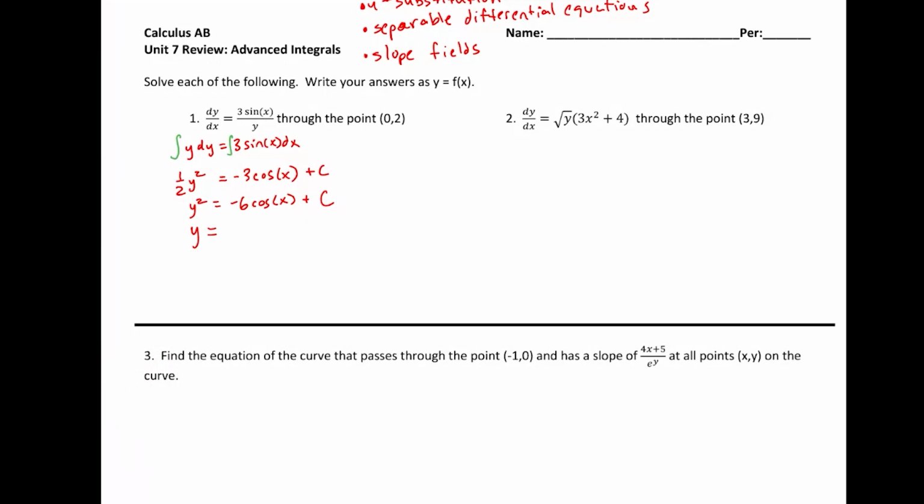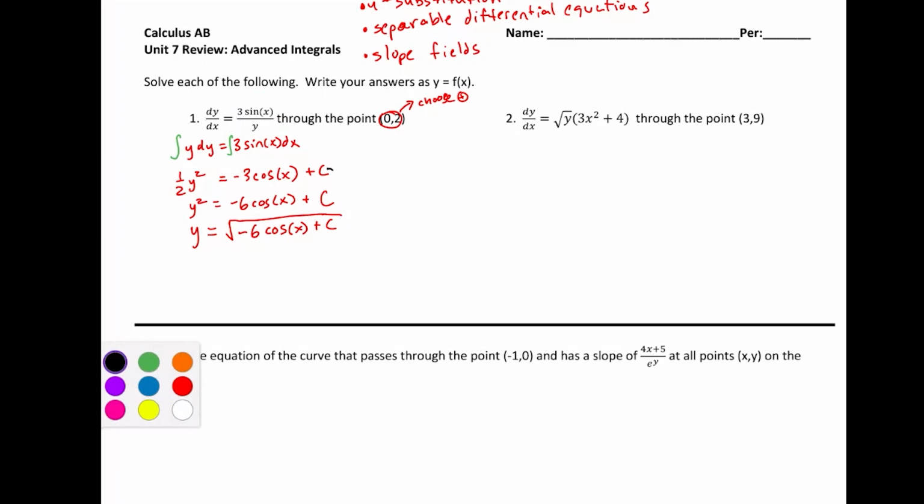Now, since this point that was given has a positive output, we are going to choose the plus over the minus. So we're going to have positive square root of negative 6 cosine x plus c. So that's the general solution, but we do want the particular solution. In other words, what we just found is a family of functions whose slope is given right here, but we also needed to go through that point (0, 2), and that's how we're going to get the c: we're going to plug in (0, 2).